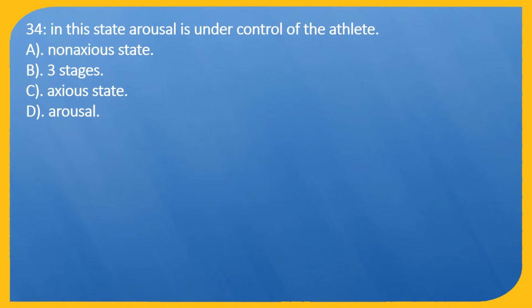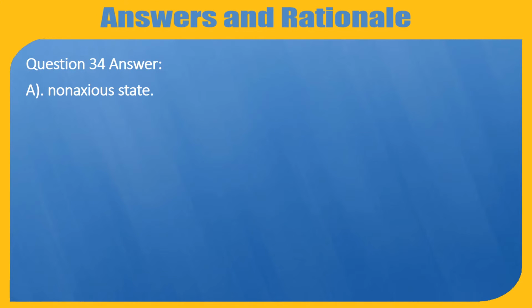Question 34. In this state, arousal is under control of the athlete. A. Non-anxious state. B. Nine stages. C. Anxious state. D. Arousal. Question 34. Answer. A. Non-anxious state.